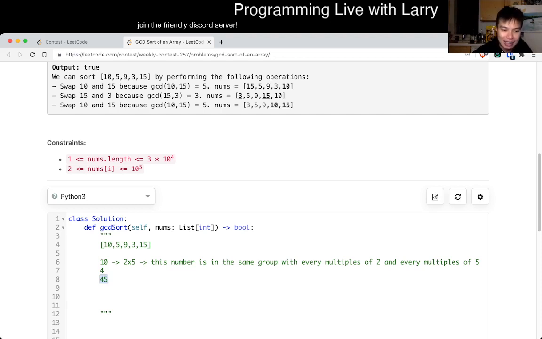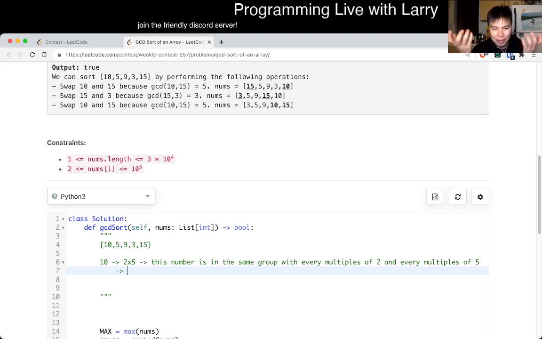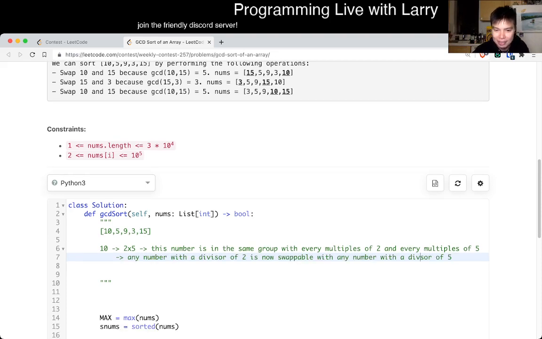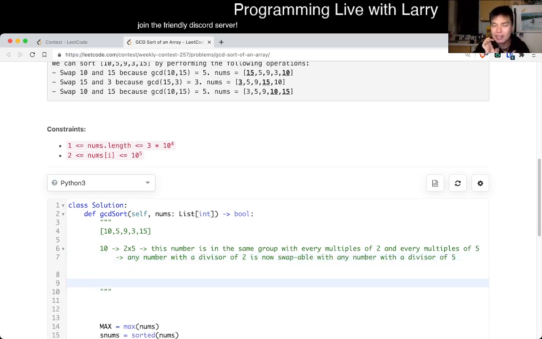But so what does this, now I'm going to say it another way. This means that now any number with a divisor of 2 is now swappable with any number with a divisor of 5. I think I mistyped it because I can't see what I'm typing because my computer is slow for some reason. My Chrome is slow. Okay, actually I mostly typed it okay. Whatever. So yeah, that's basically the union find way of doing it.